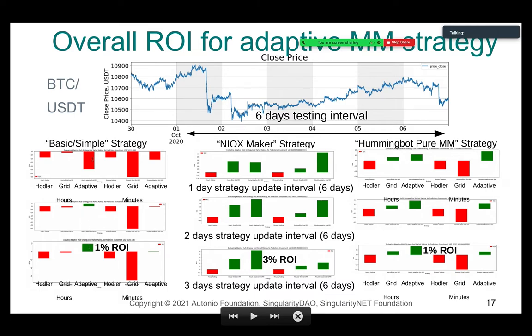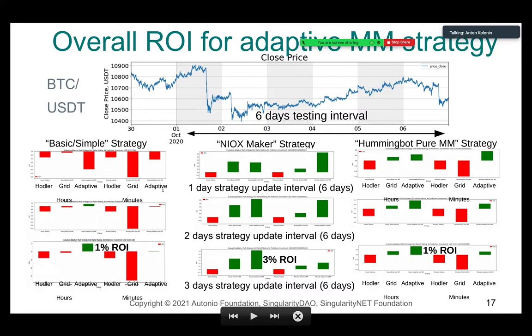So if we take the basic agents, then on a 3-day strategy update interval, when everyone is losing, including the hodler, the adaptive agent is winning on hourly updates, or winning very little on the minutely updates. If you're using the Nioxx agent, then the wins are much greater. The return on investment is 3% for 6 days. And if you have Hummingbot, then returns are 1% for 6 days.